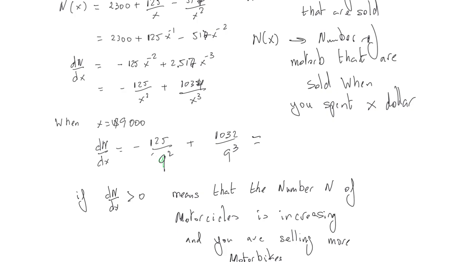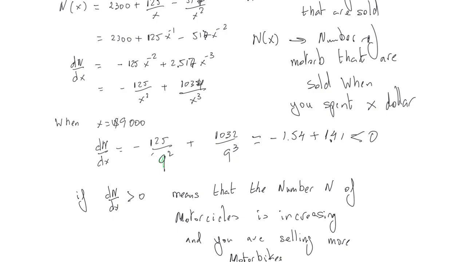Well, we take the calculator and we do it. Okay, I did it, and it's a negative number. So this is minus 1.54, and this number is 1 plus 1.41. So the number is negative, meaning that you are doing a bad business, because you are spending money and you are selling fewer motorbikes every time, because the slope is negative.